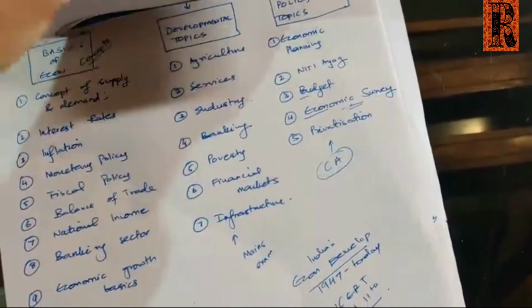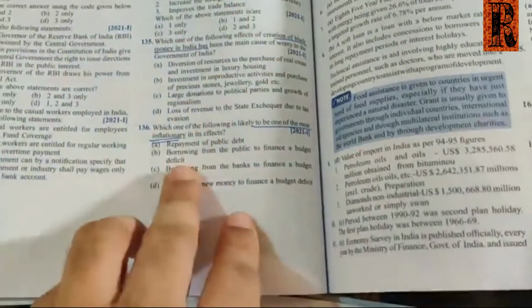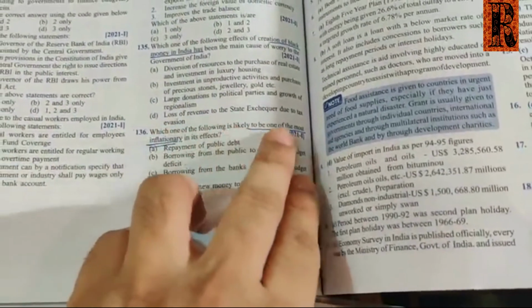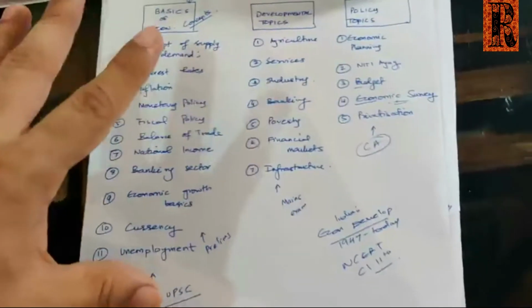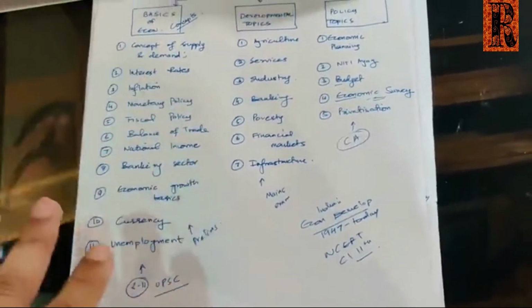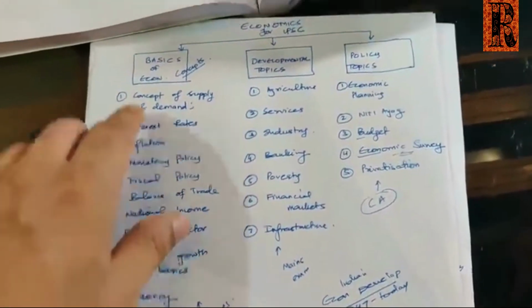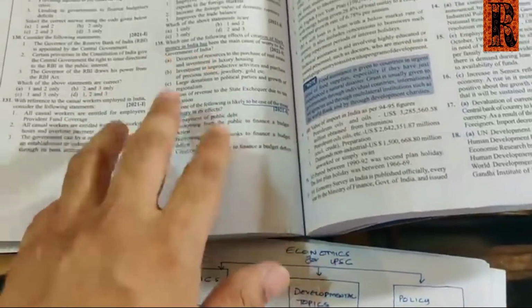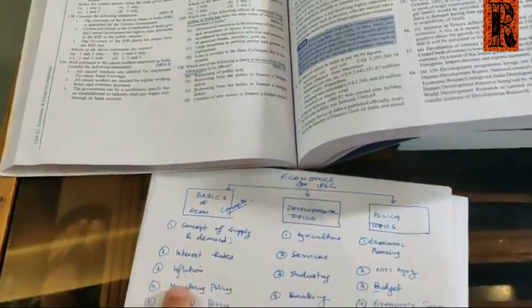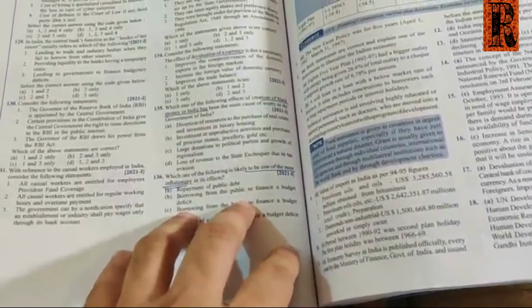So I will go to the G section, which is the economic section. If you look at the questions here, previous year prelims questions: which one of the following is likely to be one of the most inflationary in its effects? See, now I have studied the syllabus of UPSC. I have written down the main topics I need to study, and I can match them with the syllabus also. I know I have to study inflation, and this is a question on inflation. So I should definitely study this inflation topic in such a way that I am able to answer theoretical and analytical questions like these.